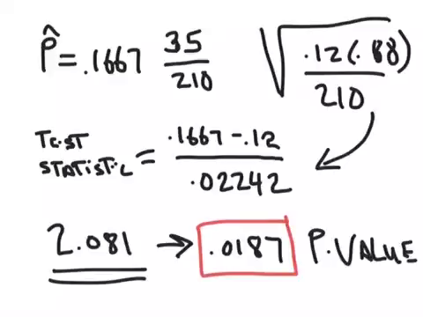So what does that tell us? It tells us there's only about a 2% chance that we would get a statistic this high if the actual value in this parking lot was 12%. So we're going to reject the null hypothesis and say, yes, we think that the parking lot has a much higher proportion of red cars in it. Okay? So there you go.